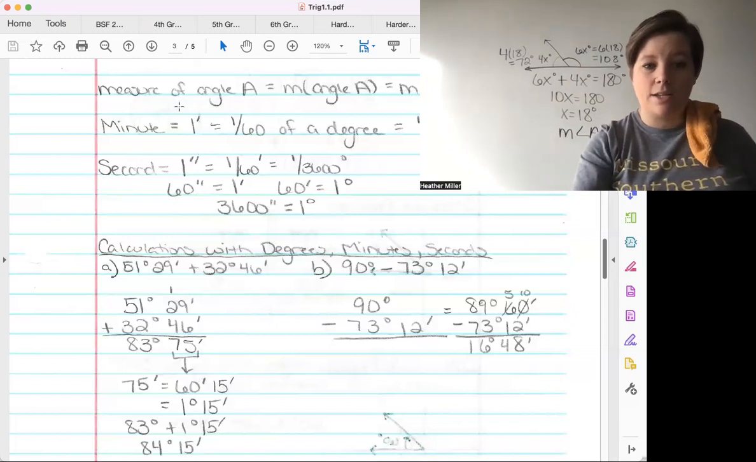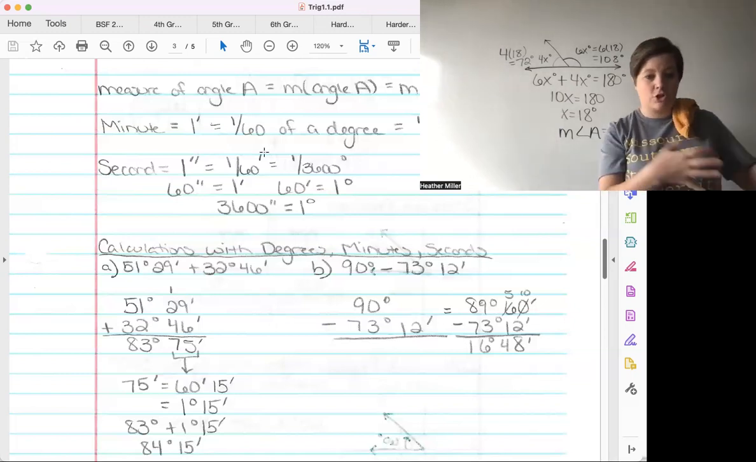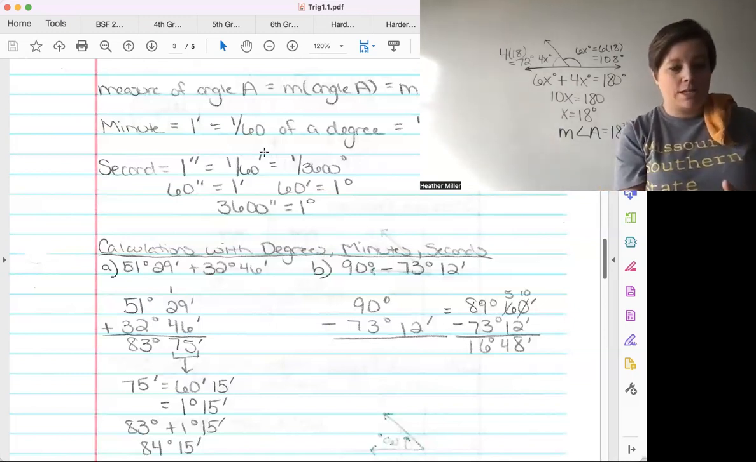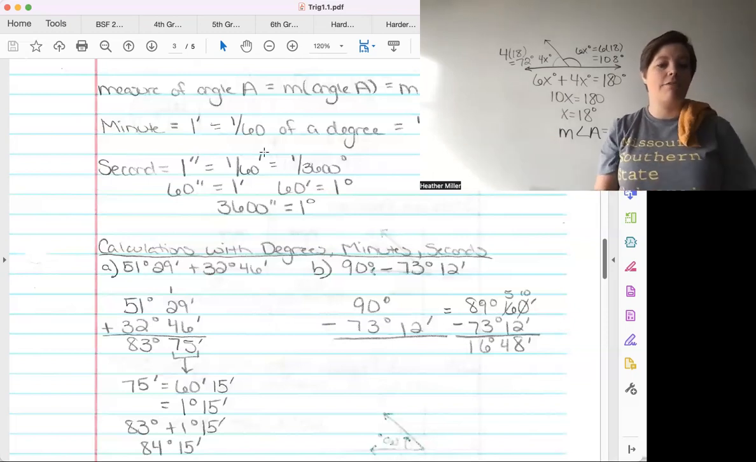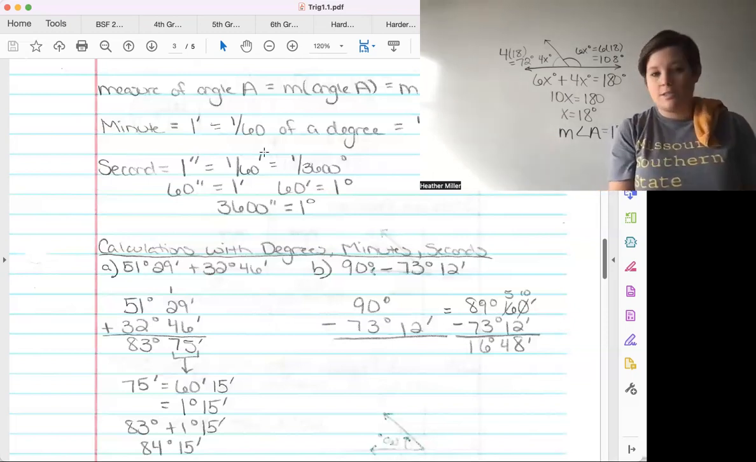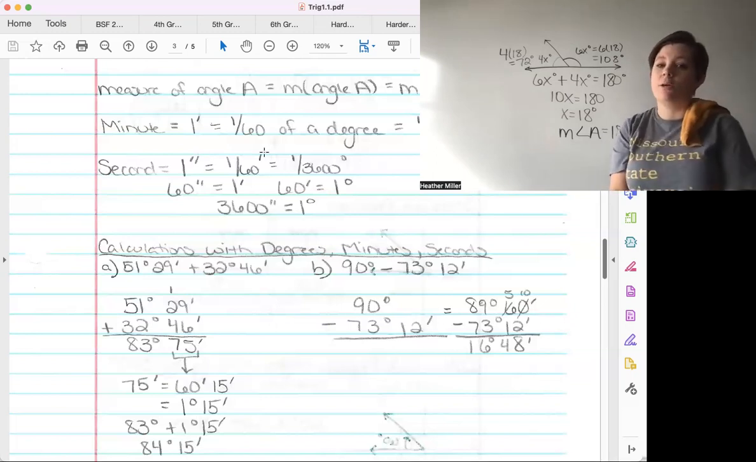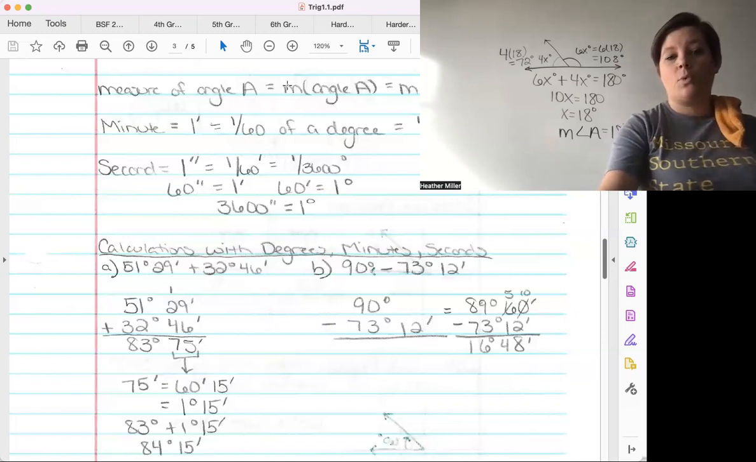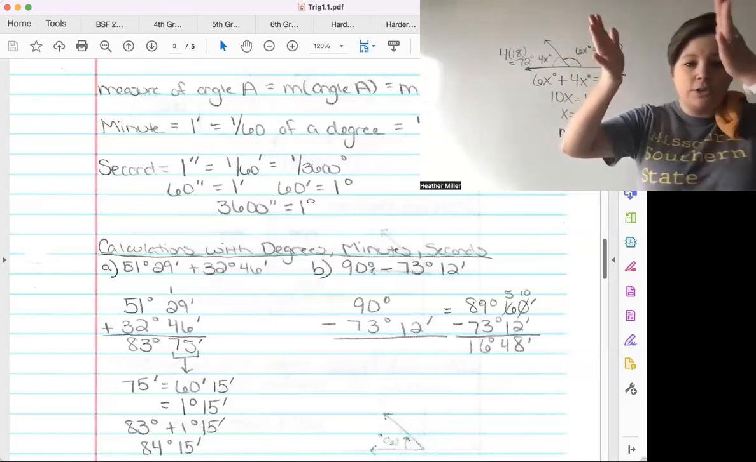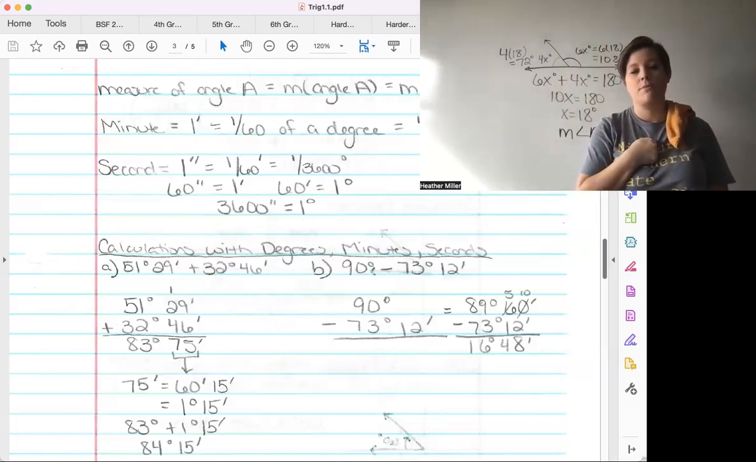That's how we write that, which is 1/60th of a degree. And so think about minutes in terms of time. 1 minute is 1/60th of an hour. And so when we talk about minutes in terms of angles, it's very similar. It's still 1/60th. It's just instead of an hour, we're talking about a degree. And so 1 minute is 1/60th of a degree. If we took 1 degree and we took it into 60 little slices, then 1 minute is one of those.